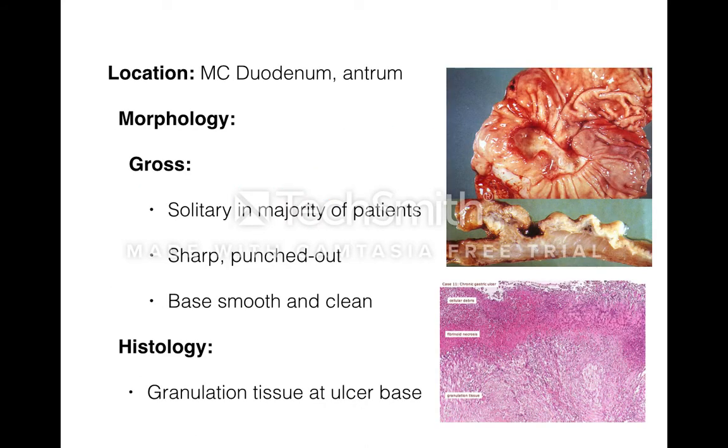So peptic ulcers are most commonly found in the proximal duodenum. They're actually 4 times more likely to be found there than in the antrum. But within the stomach, peptic ulcers tend to be located at the interface of the body and antrum. Grossly, they're going to be seen as a solitary and sharp punched out defect with a clean ulcer base, as seen in the top picture on the right. And then on histology, you're going to get granulation tissue at the ulcer base. So in the slide, you can see the layer of cellular debris followed by fibrinoid necrosis and then your granulation tissue.